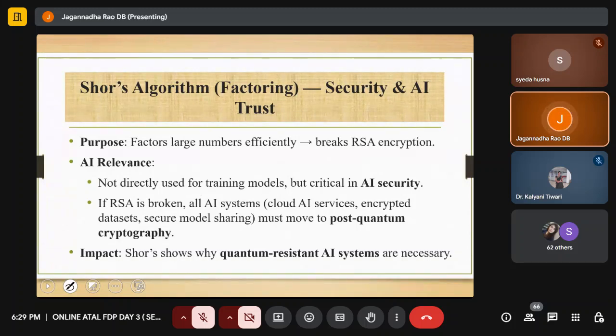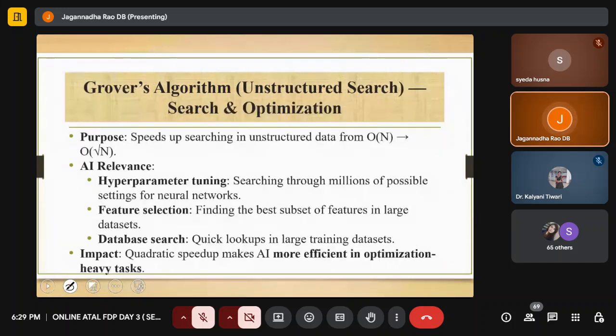What is the main purpose of this algorithm? It factors large numbers efficiently, breaking RSA encryption. What is its relevance? It is not directly used for training models, but it is critical in AI security. If RSA is broken, the encrypted datasets and services of all AI systems could be exposed. The impact is that it shows why quantum-resistant AI systems are necessary.